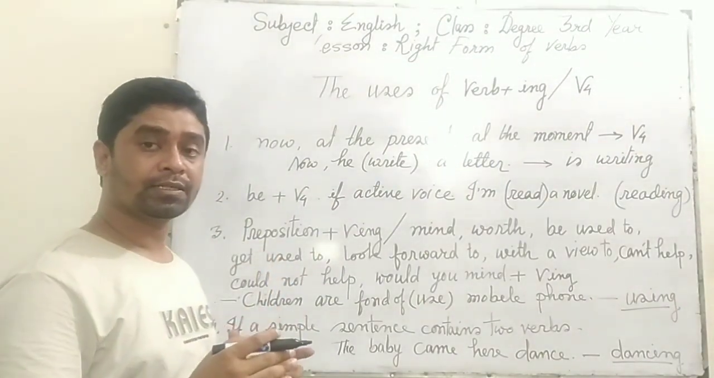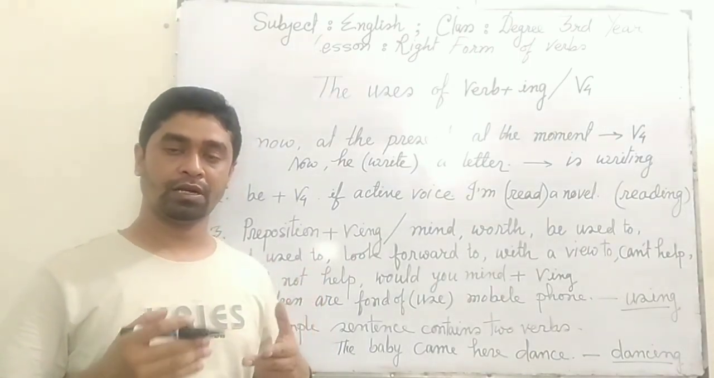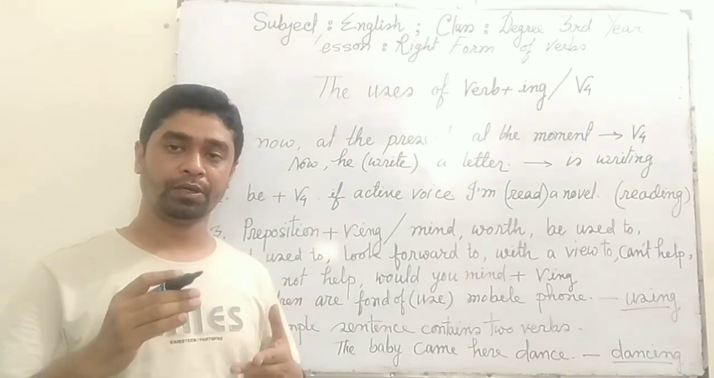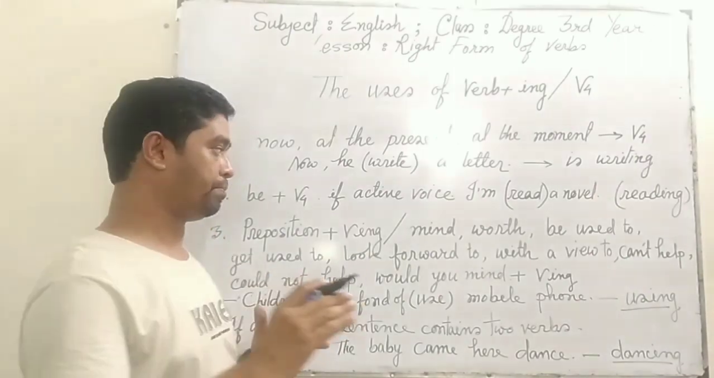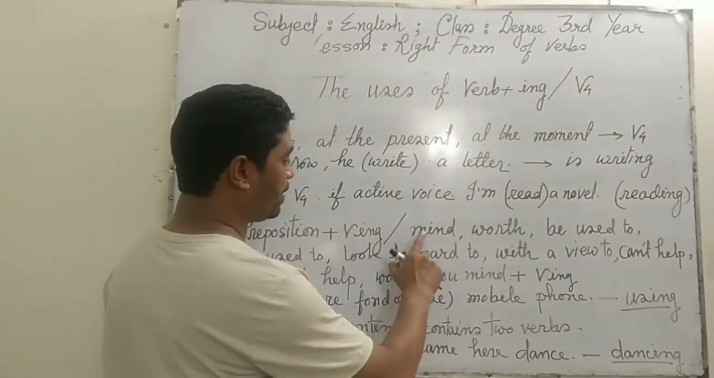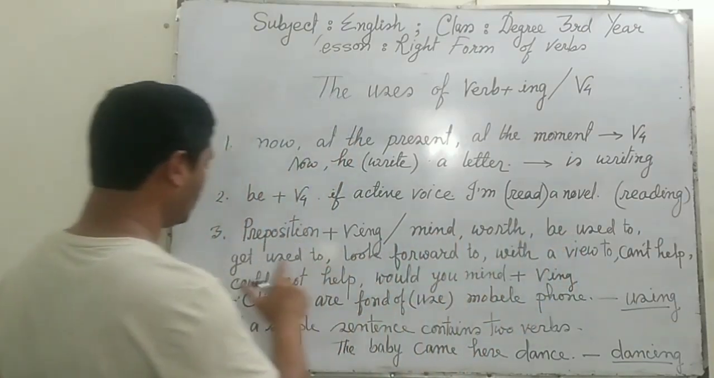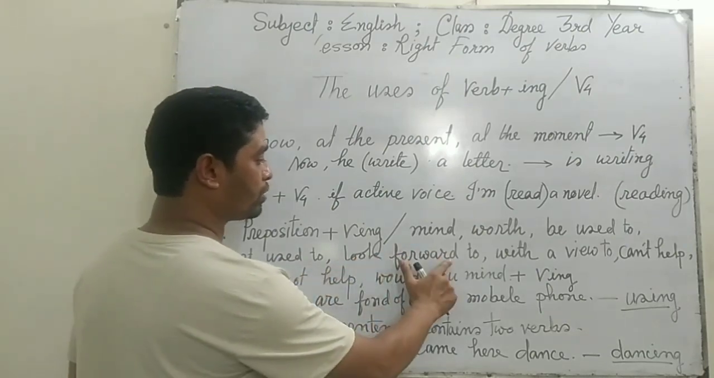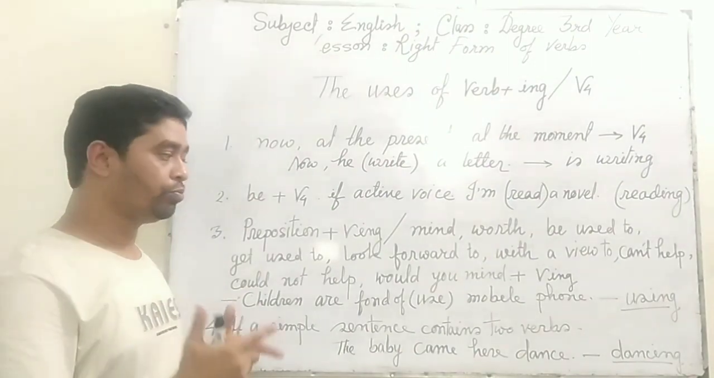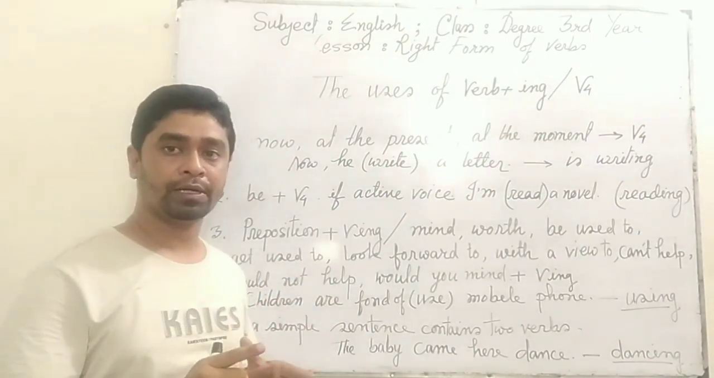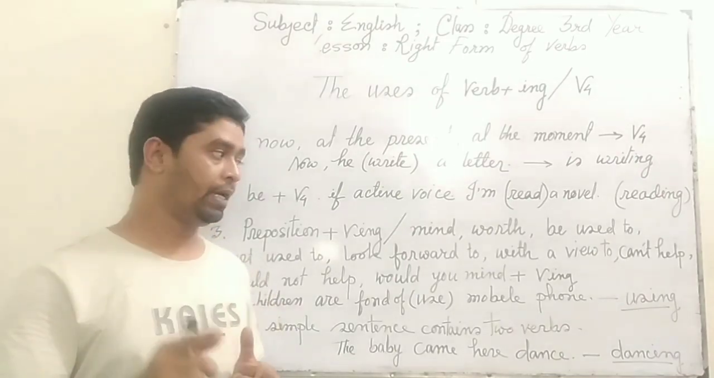Number 3. If in a sentence we find preposition, any preposition after that main verb, then we have to use ing after main verb. Moreover, we find mind, worth, be used to, get used to, look forward to, with a view to, cannot help, could not help, would you mind, plus verb. Then you have to use ing after main verb.